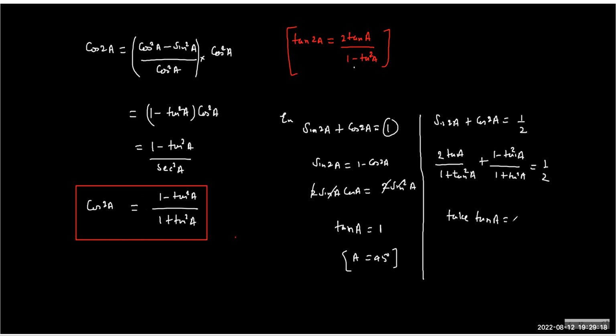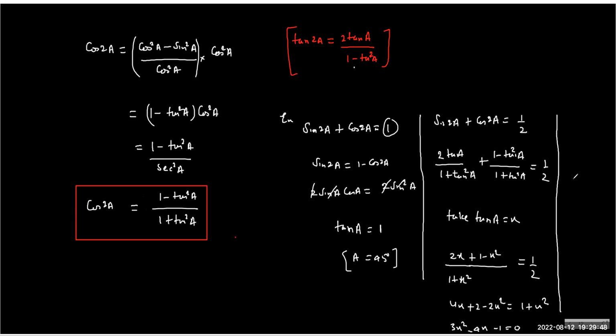If I take tan A as x, now this becomes a simple quadratic. 2x upon 1 plus x square plus 1 minus x square upon 1 plus x square is 1 by 2, and then I can manipulate. So 4x plus 2 minus 2x square is 1 plus x square. So what I get is 3x square minus 4x minus 1 equals 0. And now this is a simple quadratic to solve, which we are expert at.